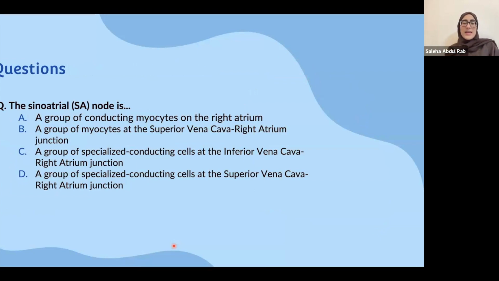Okay, so the SA node is A, a group of conducting myocytes on the right atrium, or B, a group of myocytes at the superior vena cava / right atrium junction, or C, a group of specialized conducting cells at the inferior vena cava / right atrium junction, or D, a group of specialized conducting cells at the superior vena cava / right atrium junction.